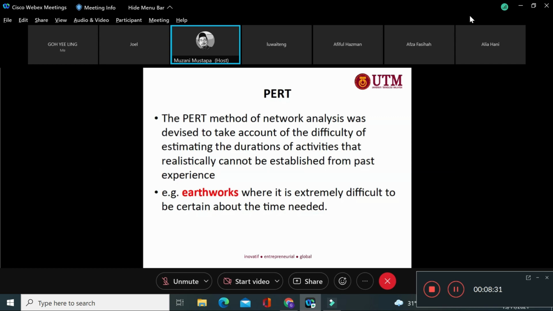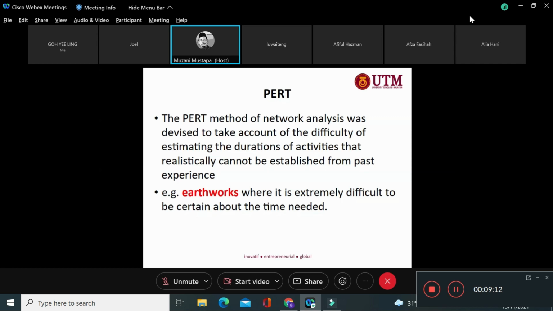Basically, you can see why PERT comes in after CPM. Why? Perhaps you recall, you said CPM is very good and applicable for complex projects, right? But why does PERT come in, even though you said CPM is already good? Because some activities in construction realistically cannot have their time established.